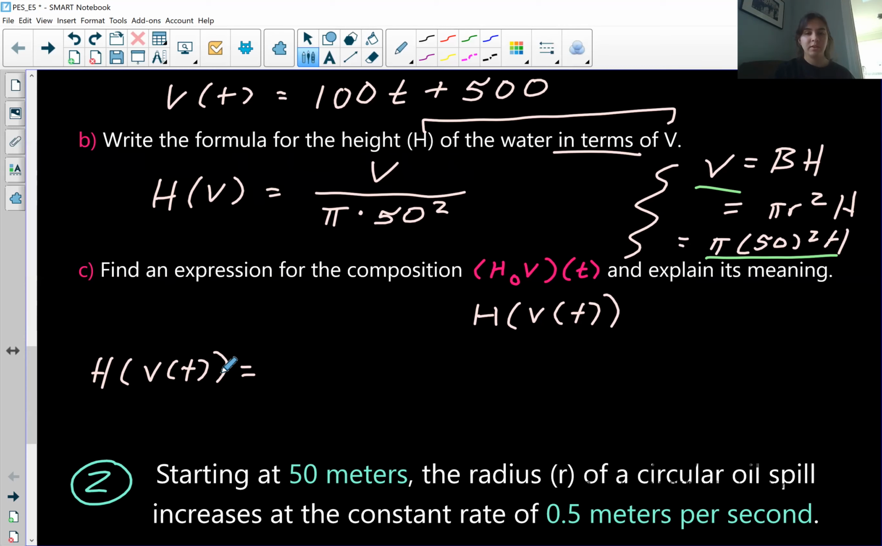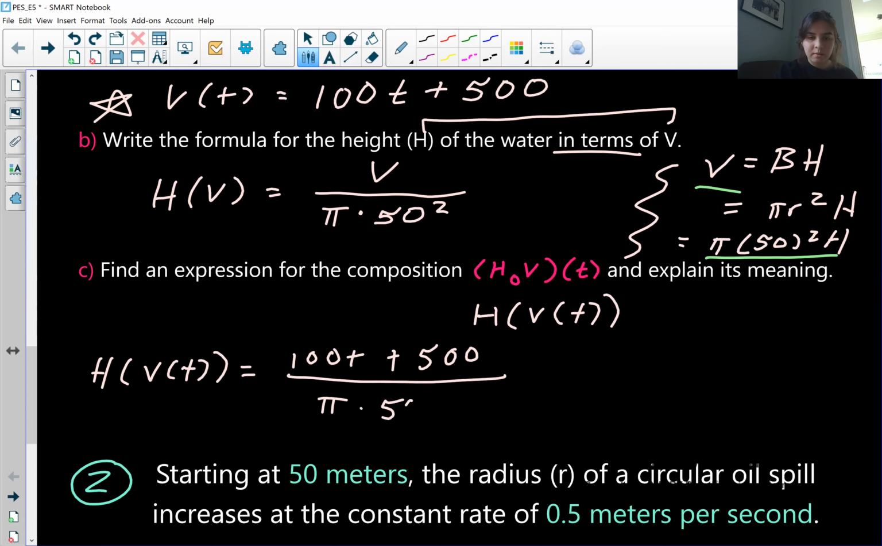So V just appears once on the top of that fraction, and we're going to substitute the equation we found in part A, 100T plus 500. And keeping everything else the same, it's just going to be pi times 50 squared. I really want to fix this t. Better. Okay, so you can see what just happened.